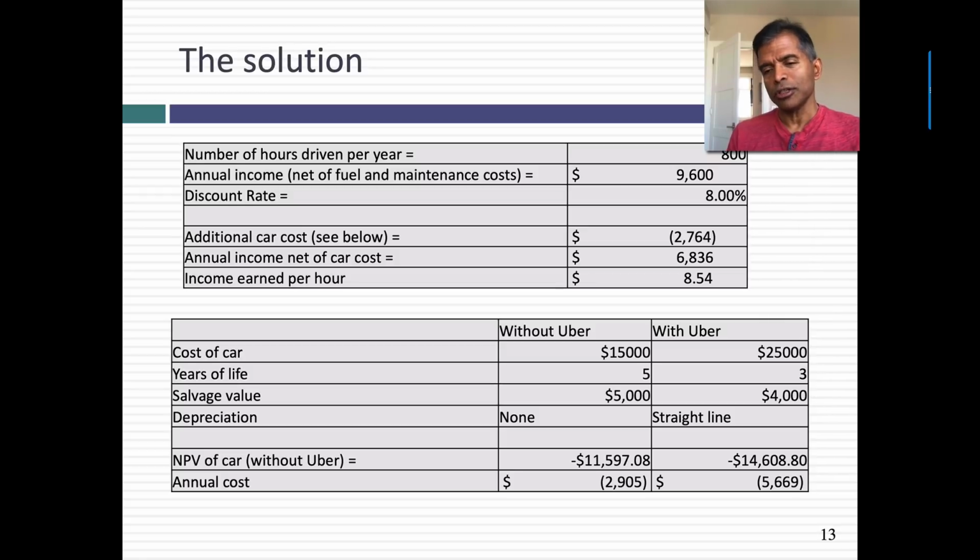It's the additional cost I bear as an Uber driver because of the more expensive car and the fact that the car doesn't last as long. Netting out that number, I get an annual income of $6,836, which works out to about $8.50 an hour, which is barely minimum wage in much of the country and probably below it if you live in New York City.